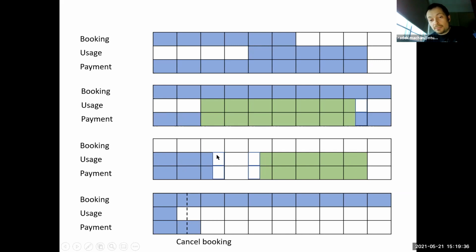One cell in the table would represent 15 minutes, which is the precision of the booking calendar, but the usage tracker works on minute precision. So here, if the user is using, let's say, 8 minutes of this 15-minute interval, they would pay only for the 8 minutes, not for the whole 15 minutes.